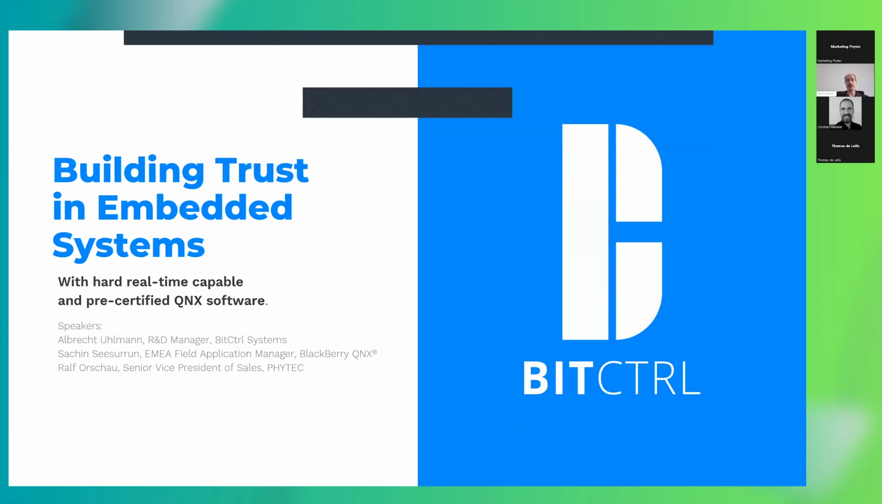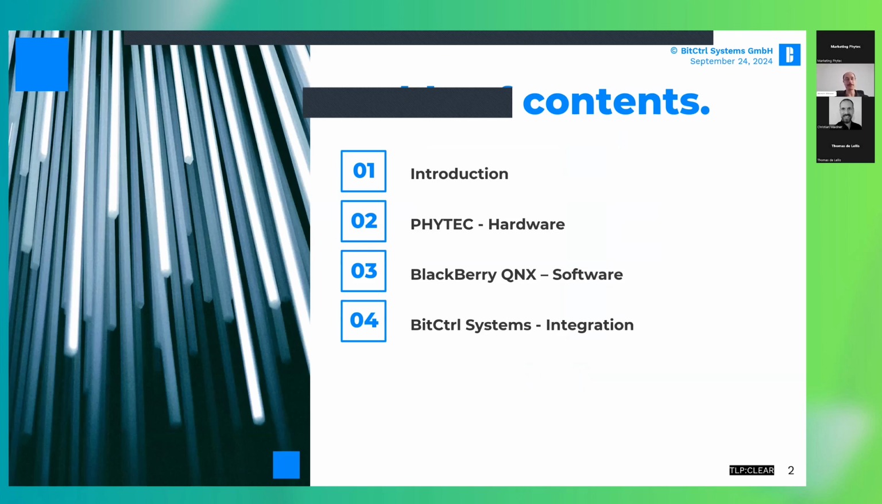We have 4 topics that we would like to talk to you about. First one is an introduction where I will talk about some important trends that we have seen in the embedded space and that seem important to us, and what solutions we offer to handle these. Then I will hand over to Christian, who will talk a little bit about the Phytec hardware. After that, Sachin from BlackBerry QNX will talk about the QNX OS solution. And in chapter 4, it will be back to me again, and I will talk a little bit about the system integration challenges that you are facing in today's embedded systems world.